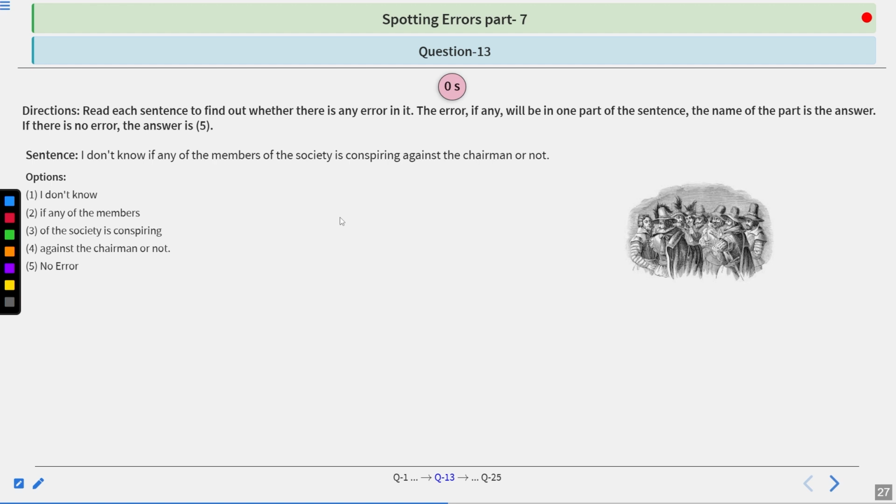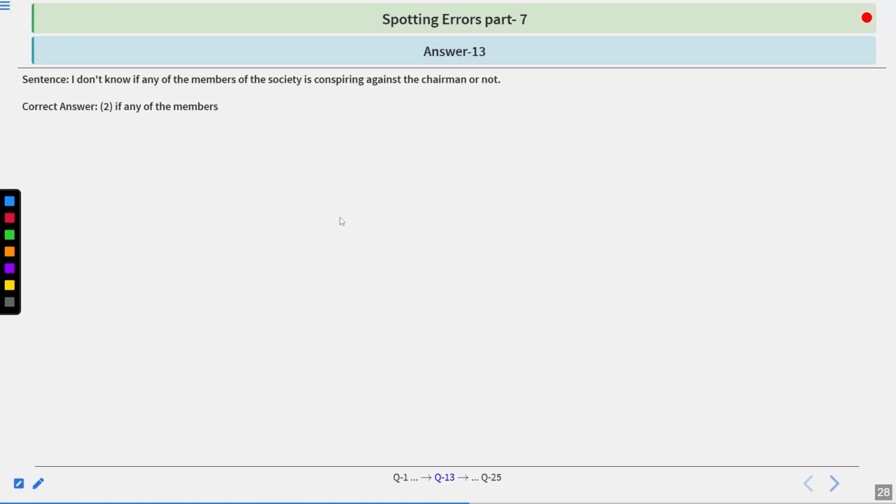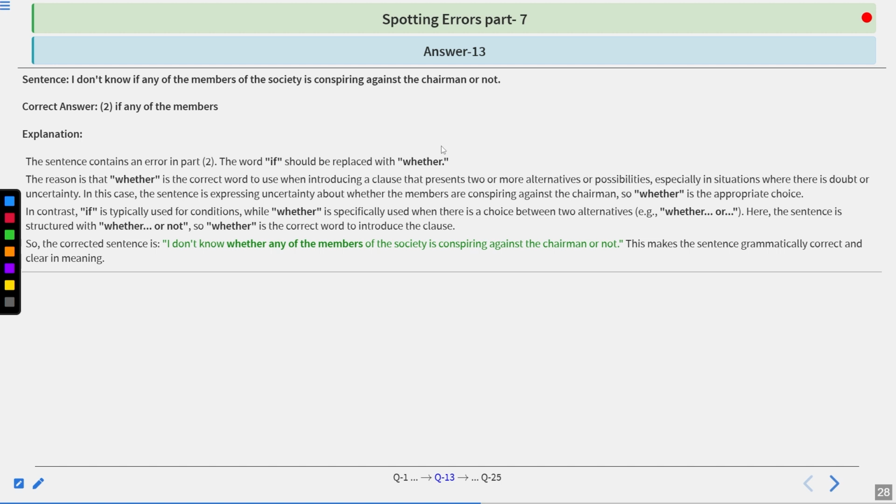I hope you have answered. Let's look at the correct answer. The correct answer is option number 2: "If any of the members." Let's look at the explanation. The sentence contains an error in part 2. The word "if" should be replaced with "whether".